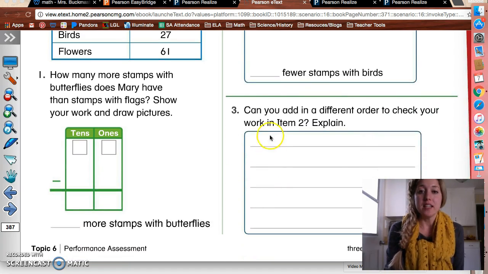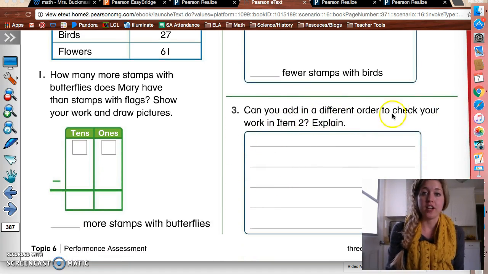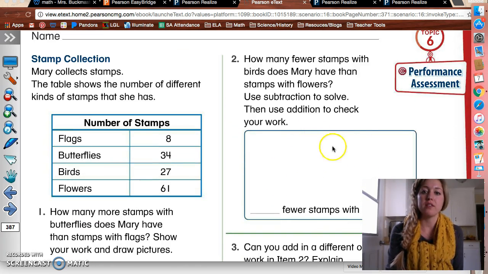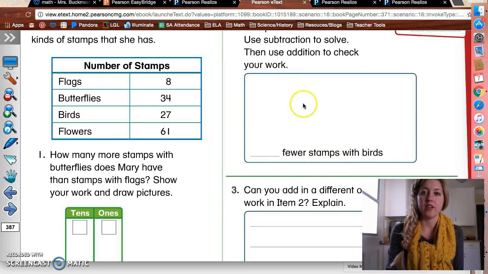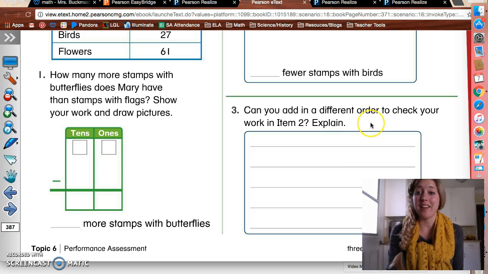Number 3 says, can you add in a different order to check your work in item 2? So you think about what you did over here and how you did subtraction and checked your work using addition. And now, can you add those numbers that you added in a different order to check your work? Would it still work? Yes or no? And then why or why not?